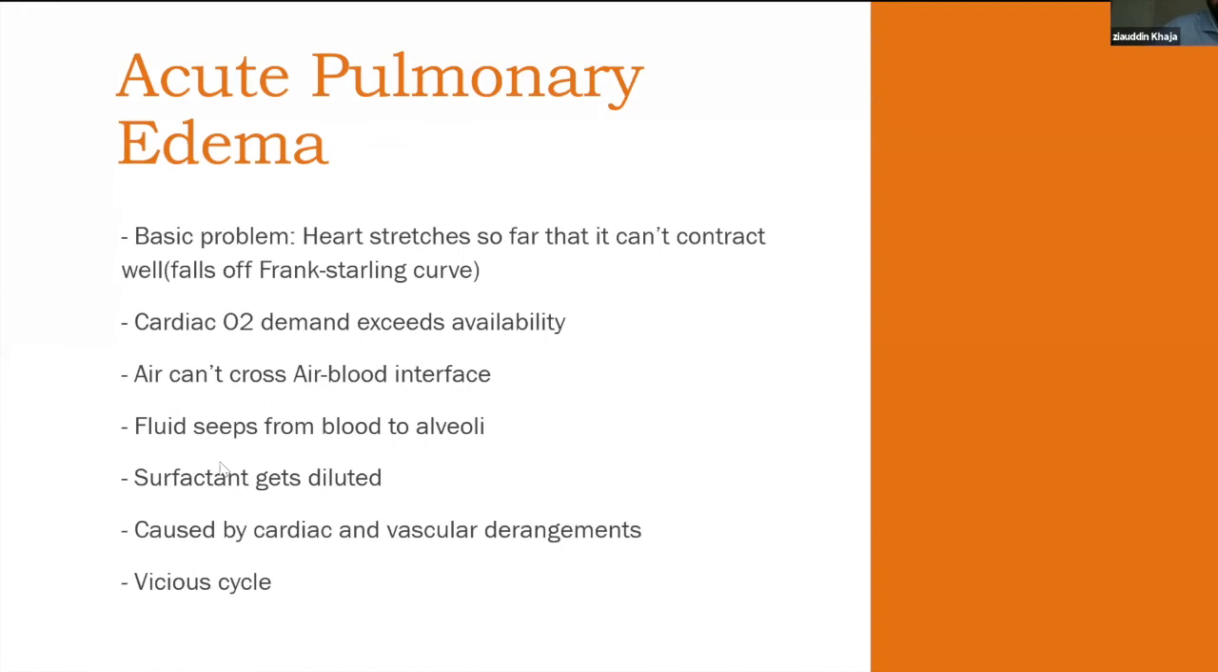Right. So coming to the basic problem. The heart stretches so far that it cannot contract well. So this is going down on the Frank-Starling curve.